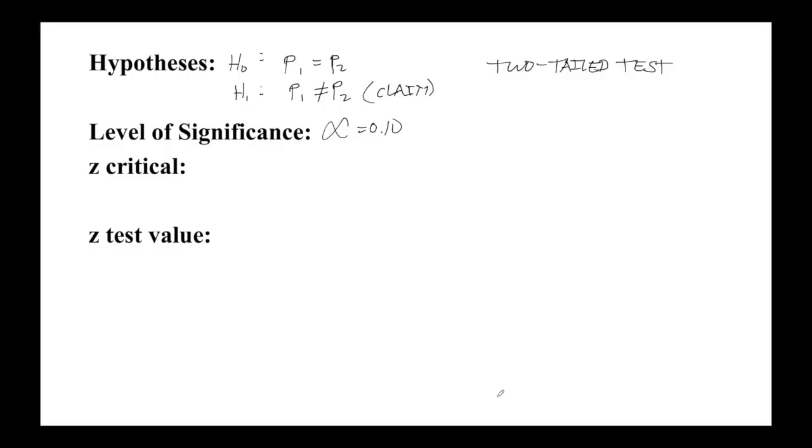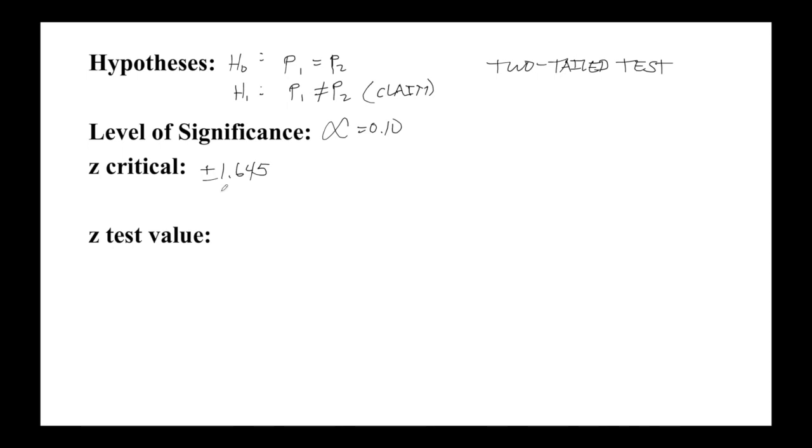And guys, take note of this. Since this is a two-tailed test, our z-critical will not just be 1.645, but rather positive and negative 1.645, plus or minus 1.645. Meaning, the rejection region can be seen on both tails of our normal distribution curve. Okay? So, let's have now our z-test value.